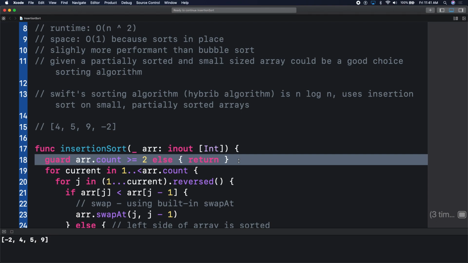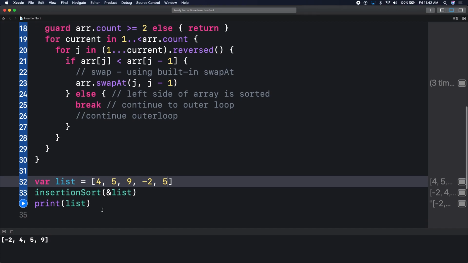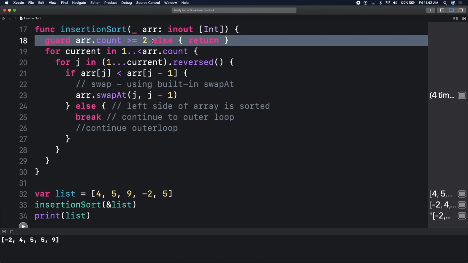I was asking about a repeated digit. So what happens when it says 5 and 5? Does it still place it in the same place? We could test it. So we'll put a 5 here. It still sorts correctly. But importantly, please put this here for optimization. It doesn't decrease the runtime, everybody with me? But it prevents us from going into a list that's too short.